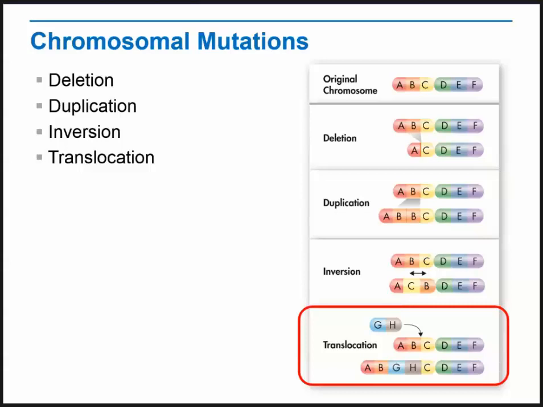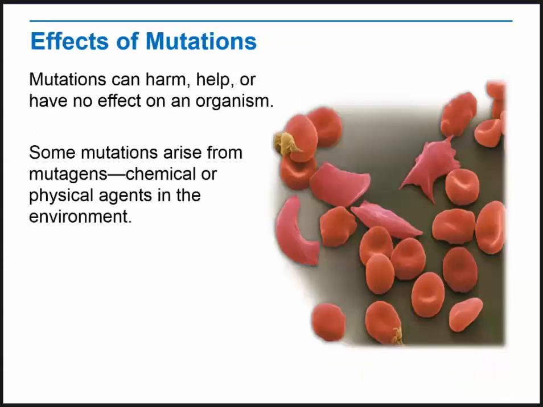So what is the difference between inversion and translocation? An inversion mutation reverses the direction of part of one chromosome. A translocation mutation attaches part of one chromosome to another chromosome. Mutations can be minimal, beneficial, or disastrous to an organism.